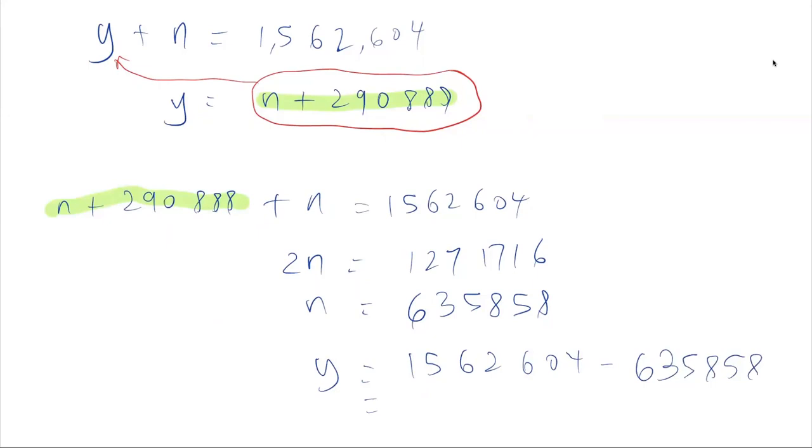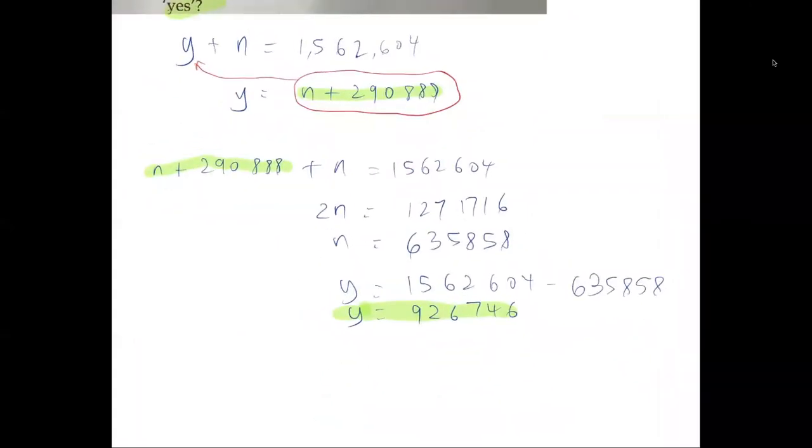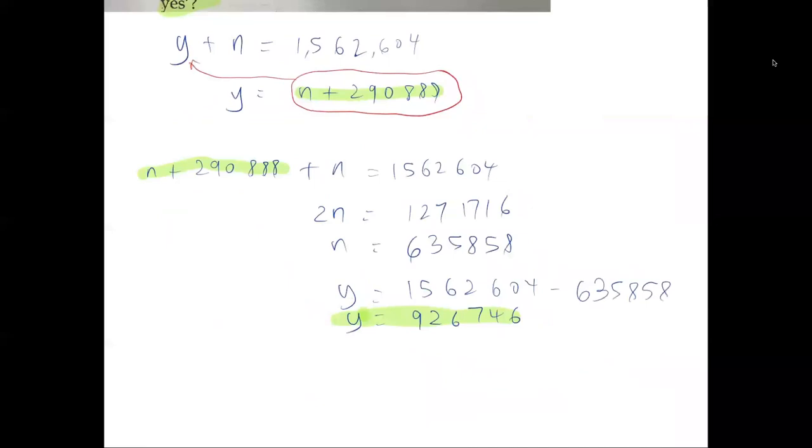So let's do it on the calculator. 1,562,604, and we do the subtraction, and we get 926,746. So that's what we were after. We're after what the yes vote was equal to, and there it is. So we're done. If I zoom out a little bit, you can see the whole thing there. We've got yes vote, no vote, and the problem is solved.